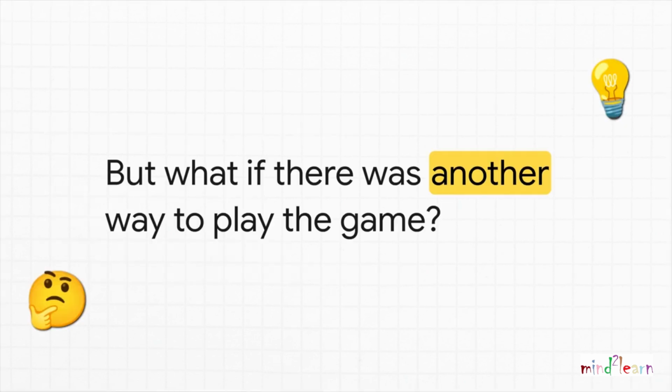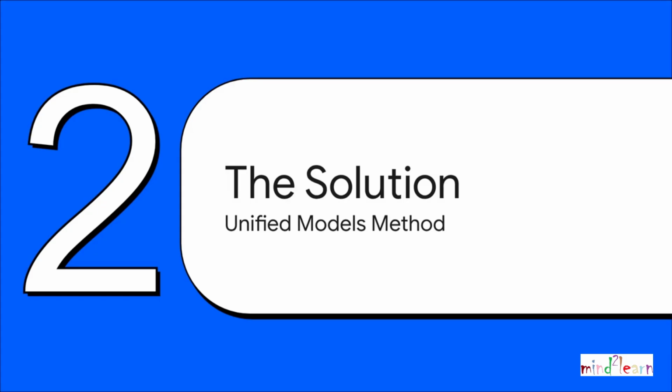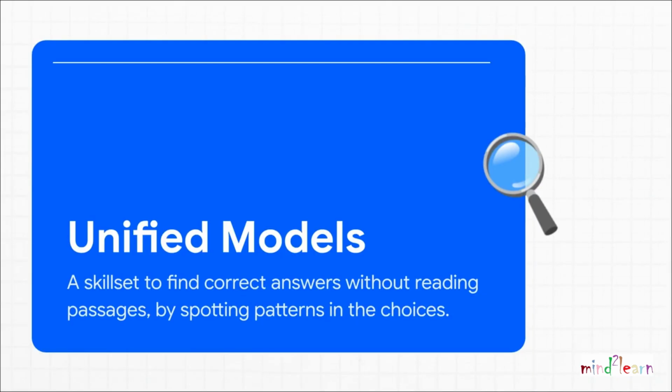But here's a thought. What if the problem isn't your reading ability? What if it's the strategy you're using? What if you could just sidestep all of those traps by playing a totally different game? And that brings us to the solution. It's a radically new way of thinking called the Unified Models method. So what in the world are unified models? Well, think of it less like typical tutoring and more like learning a brand new skill. It's about training students to see the hidden patterns and the logical flaws in the answer choices themselves. That way, they can eliminate the wrong ones without ever needing the passage.